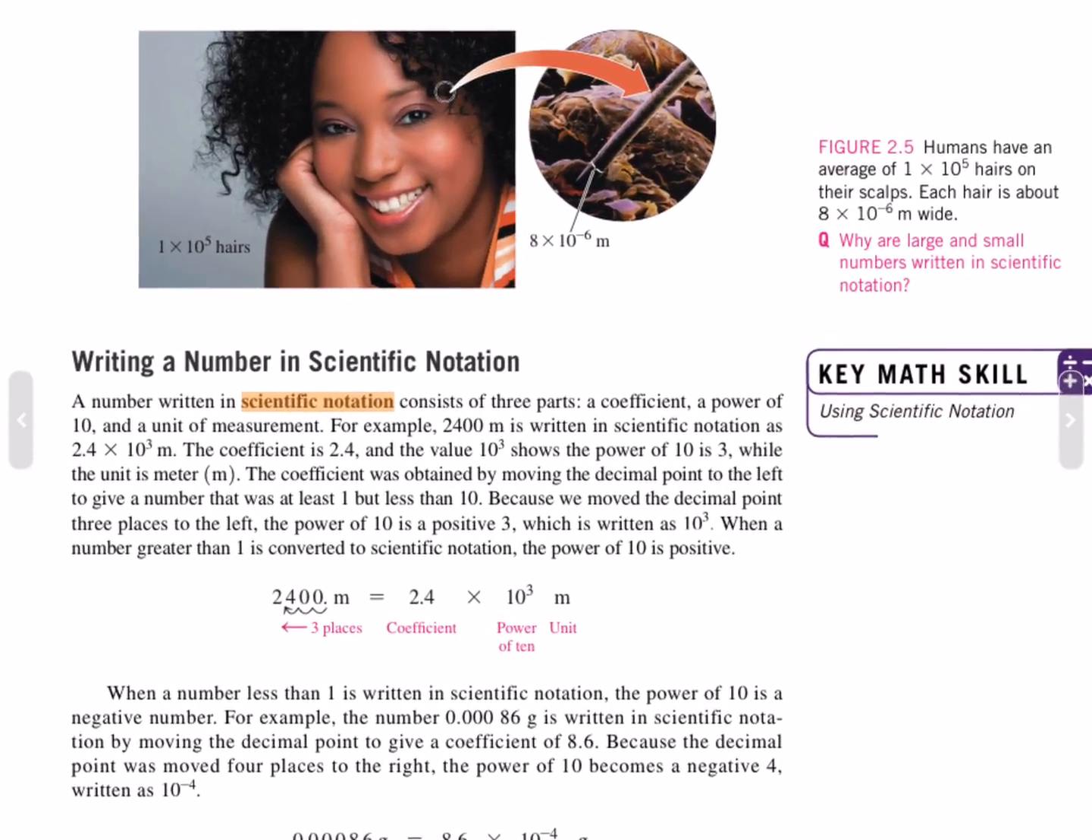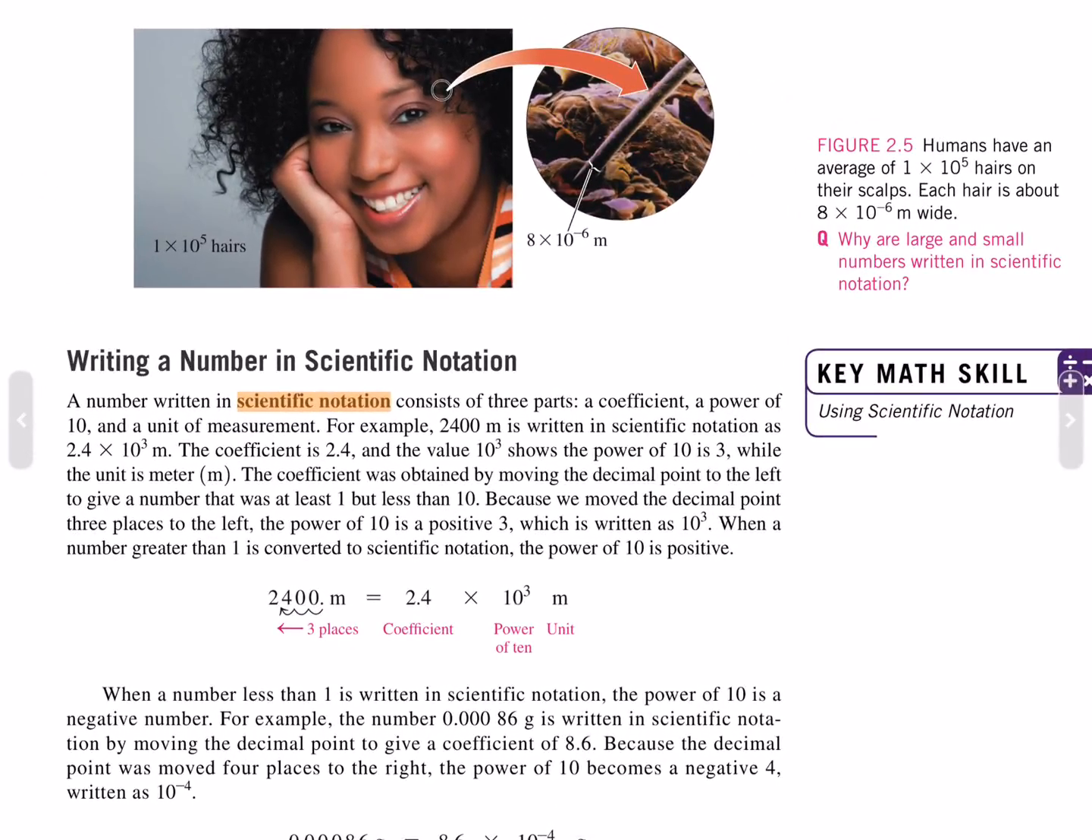Writing a number in scientific notation. A number written in scientific notation consists of 3 parts: a coefficient, a power of 10, and a unit of measurement. For example, 2400 meters is written in scientific notation as 2.4 times 10 to the 3 meters. The coefficient is 2.4, the power of 10 is 3, and the unit is the meter.